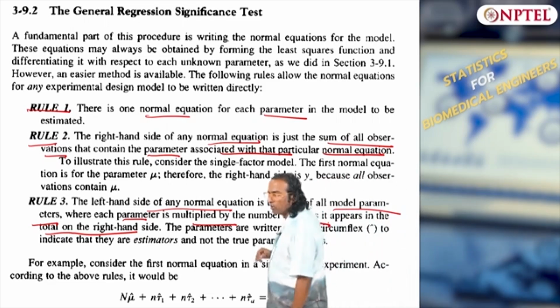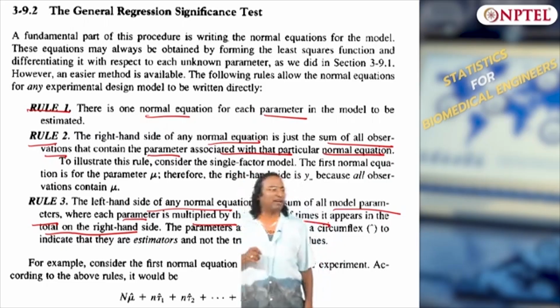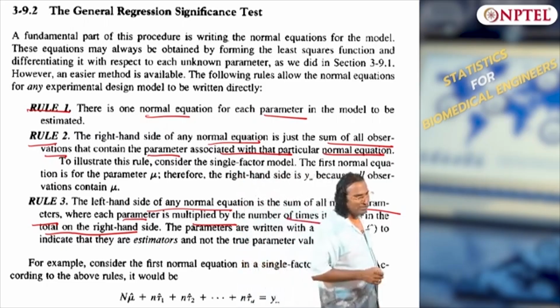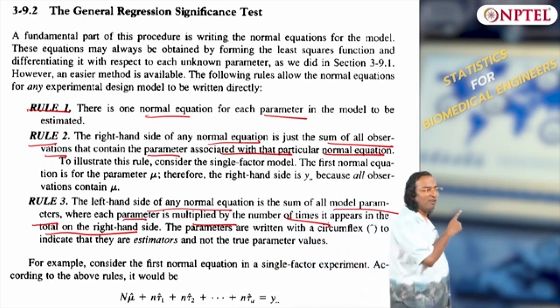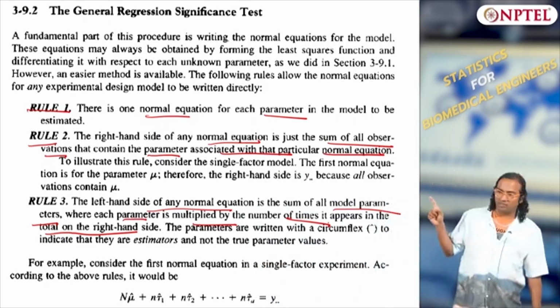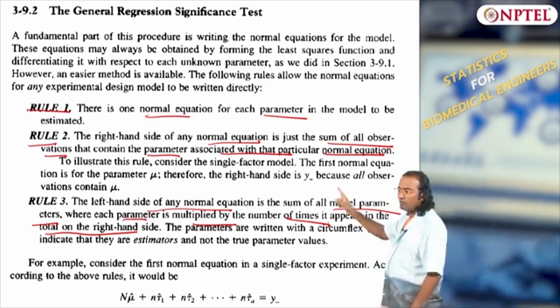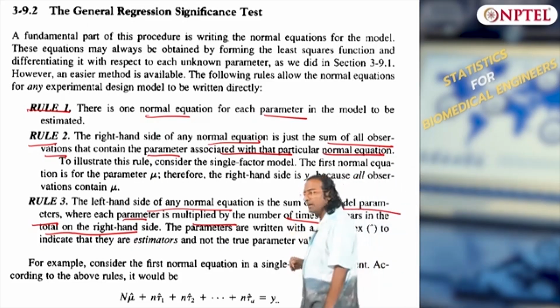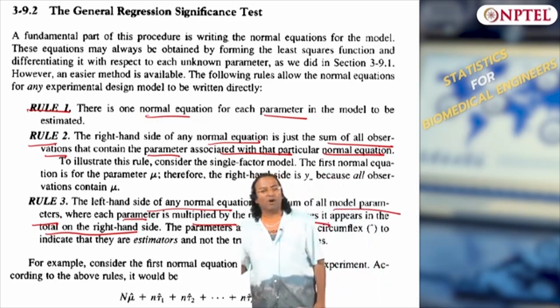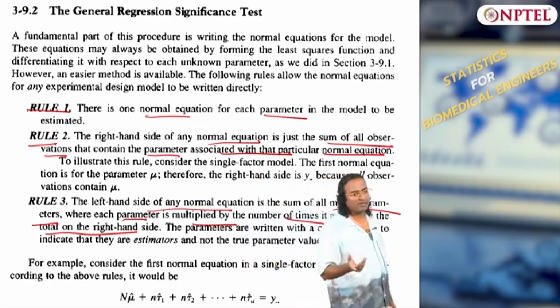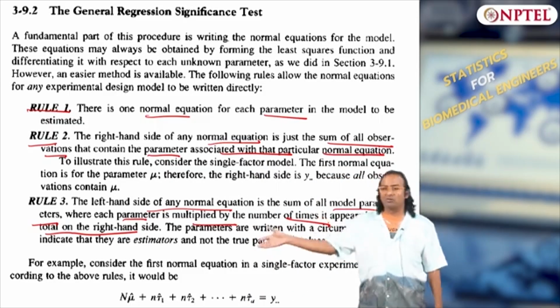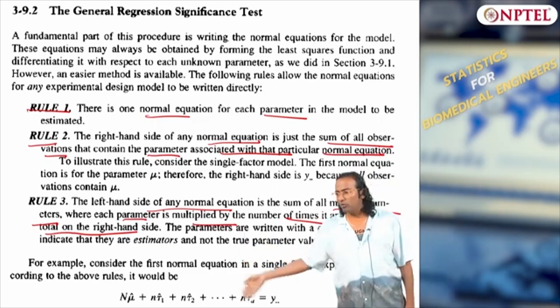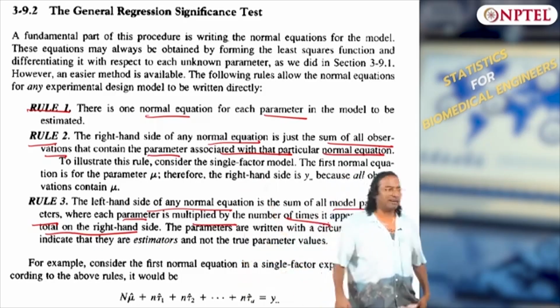Tau 1 hat, if you want to write for tau 1 hat, tau 1 hat appears in how many equations? Only in the y1 dot, right? It is summed only for first row. And similarly tau 2 hat, summation of all the observations is what? Y2 dot, y3 dot, y4 dot. That tells you about the right hand side.